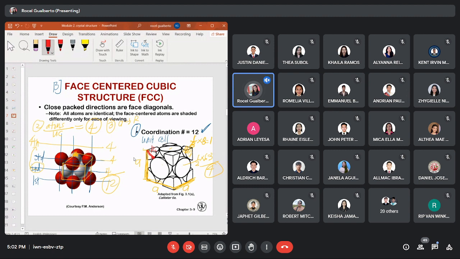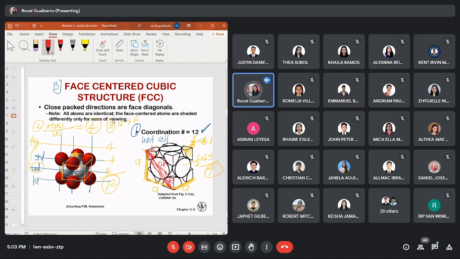Ito naman po, 1/2. So, this means, ano po yan? Ilan pong radius yan? This is the diameter. So, this is 2R. And then, the last one po, we have this. Okay, this is another R. So, this would be your face diagonal.